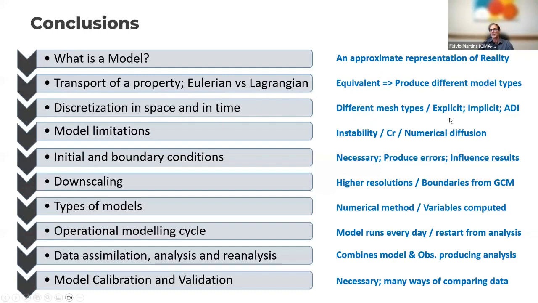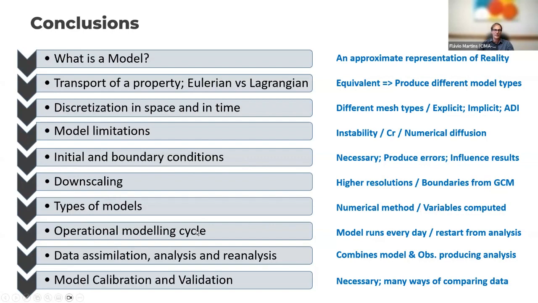I talked about meshes, and in time, explicit, implicit, alternating direction implicit. Model limitations, I talked about instability, numerical diffusion, about the Courant number. I talked about initial and boundary conditions. We saw they are both necessary. They produce errors, and they influence the results. I talked about downscaling to get higher resolutions. Usually I use boundary conditions from general circulation models. We talked a little bit about types of models, the numerical method, the variables that are computed.